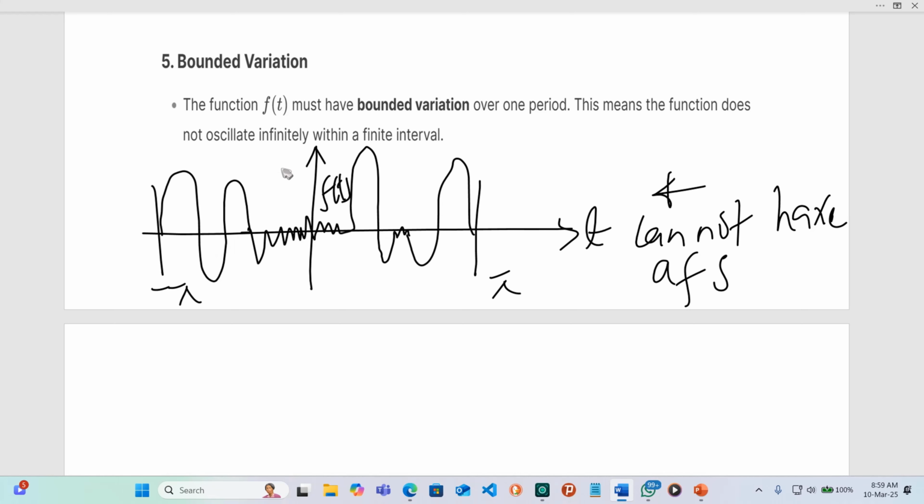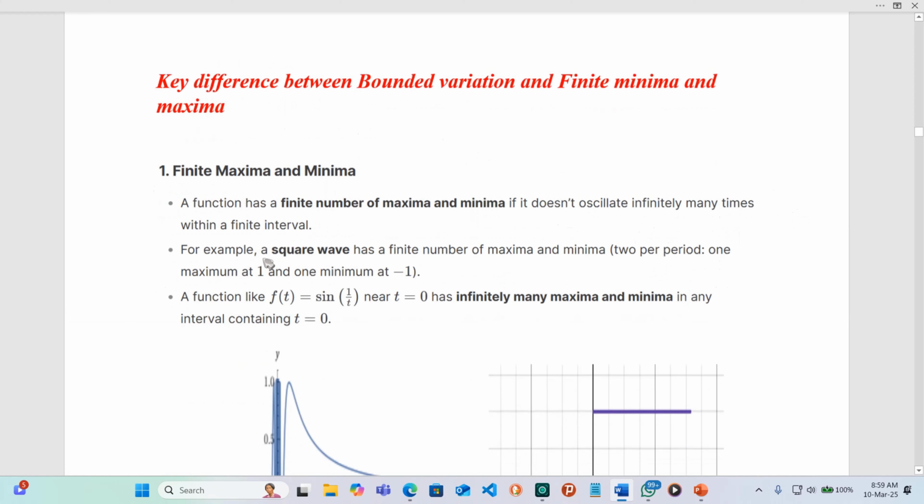But if it has a bounded variation, meaning that within a given interval, the function is varying finitely. In other words, you can tell the number of times it has varied. So we need to look at the key difference between bounded variation and finite minima and maxima. Take an example, a function that has a finite number of maxima and minima. This is so because it will not oscillate infinitely many times within a finite interval.